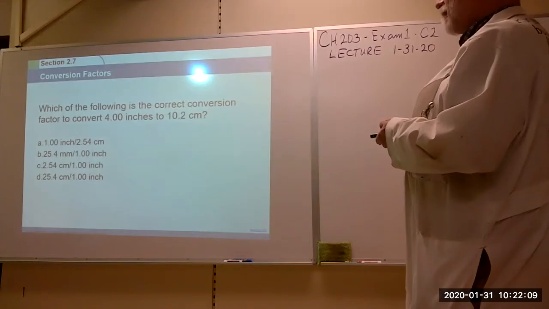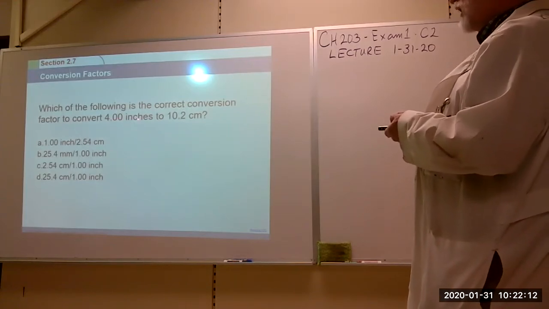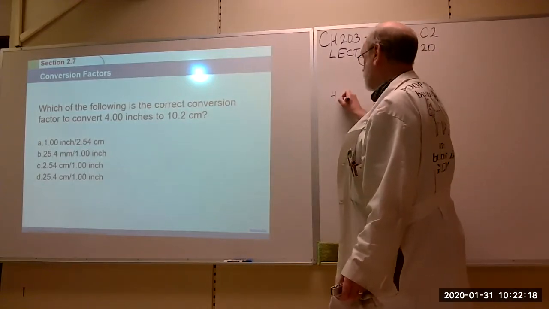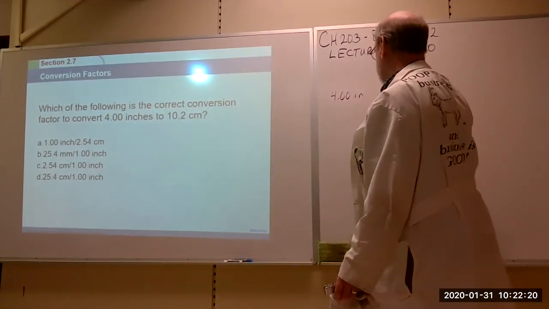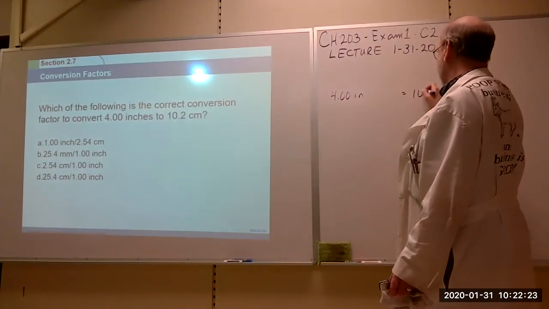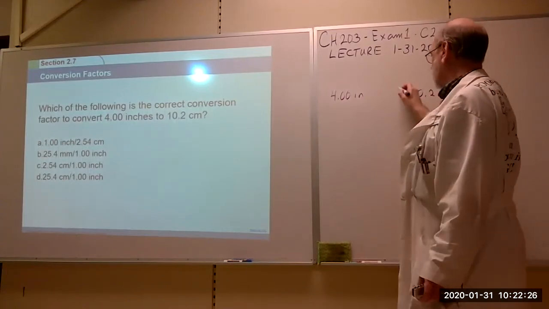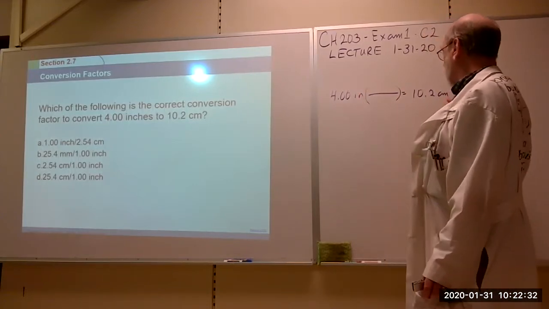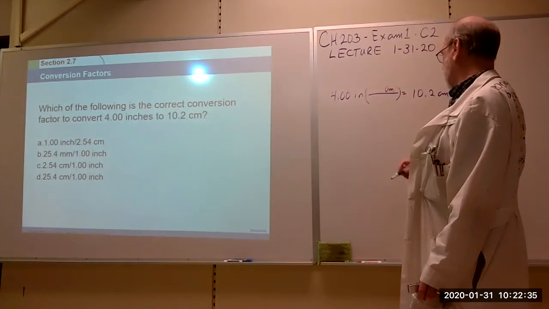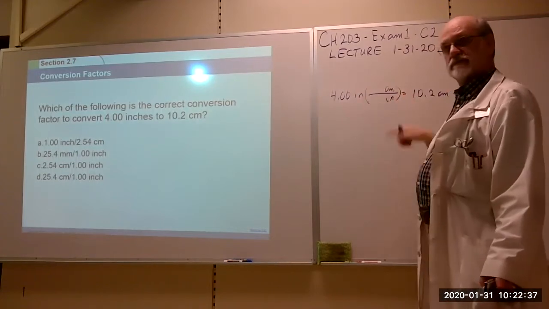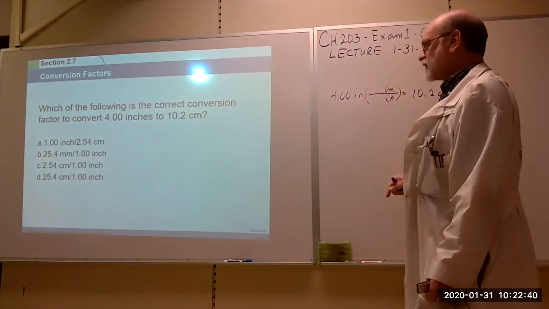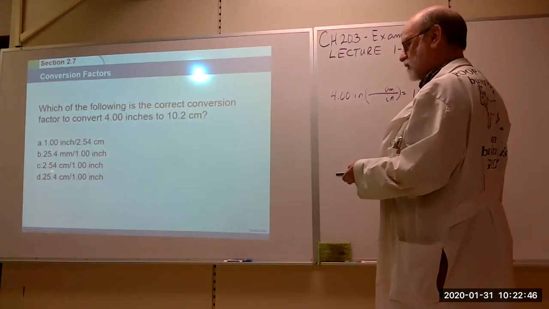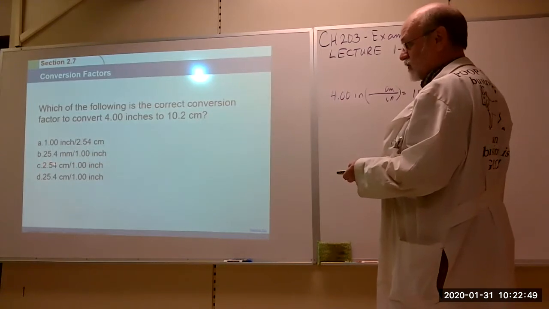How would we convert 4 inches to 10.2 centimeters? So it's giving you the problem in terms of what's the question? And here's the answer. The question is then, how did you get there? Right? If this is where you start and this is where you end goes on top. Right? And where you start goes on bottom. To cancel. So the one that says centimeters on top and inches on the bottom is the correct. As long as the value is right.